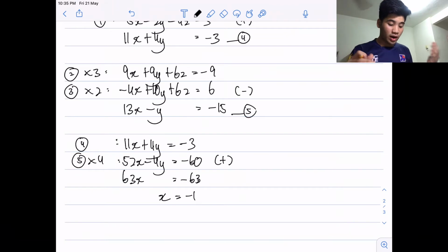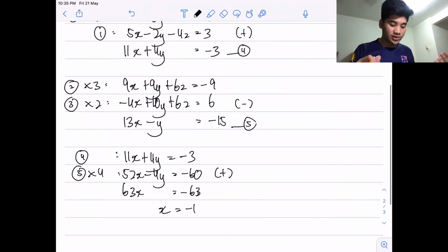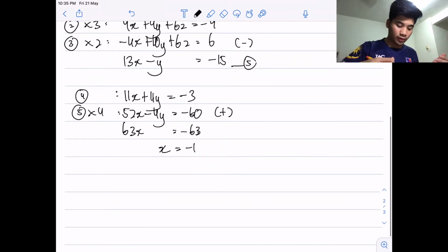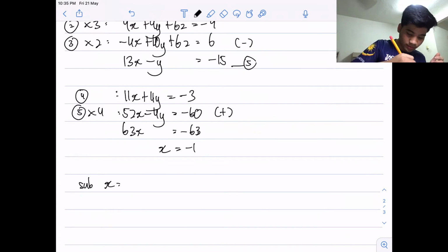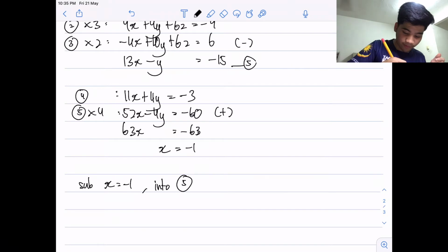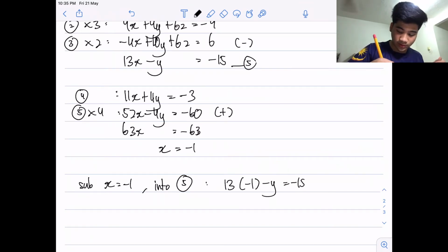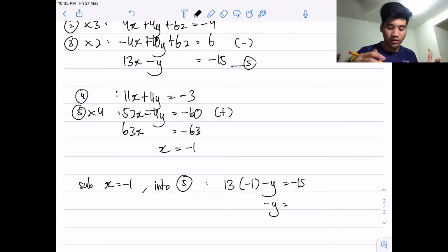Alright, so now I just have to find y. I'll just sub it into, let's say I'm going to sub x equals negative 1 into equation 5. So I'm going to get 13 times negative 1 minus y equals negative 15. So it's negative y equals negative 2. Therefore, y equals 2.